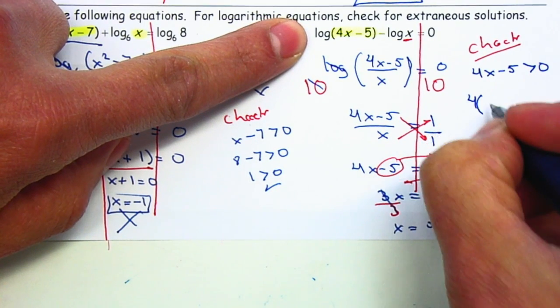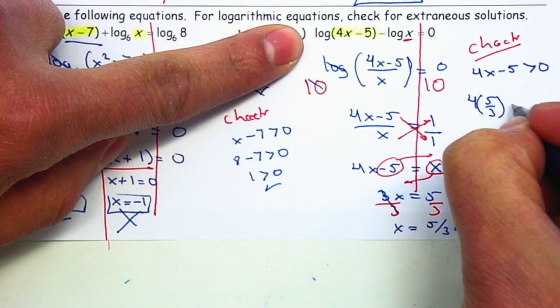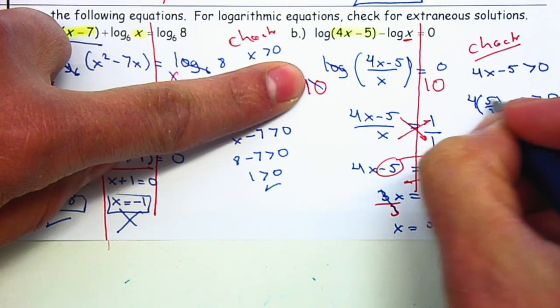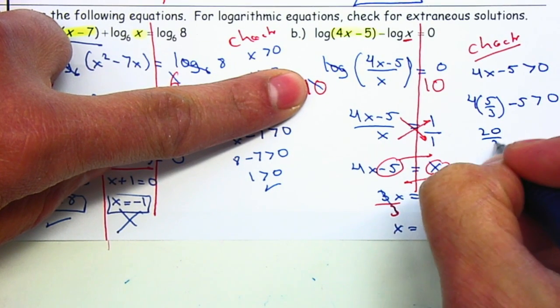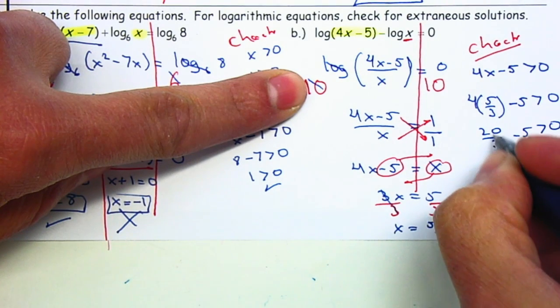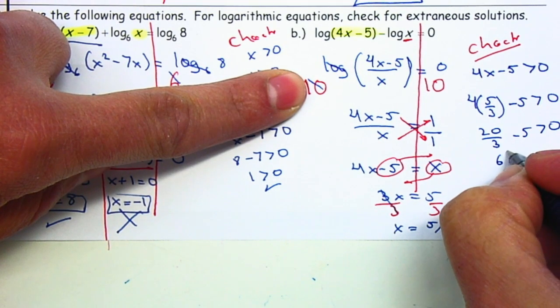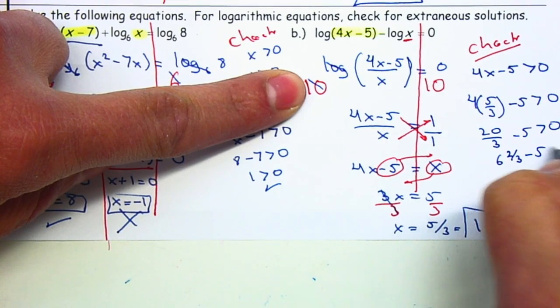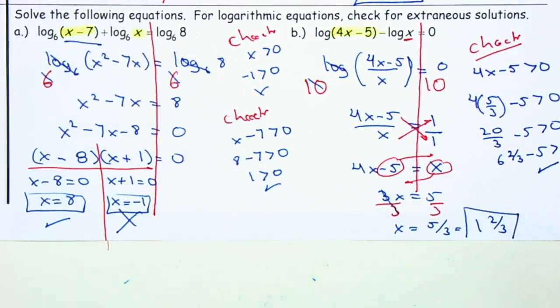So 4 times 5/3 minus 5 has to be bigger than 0. That'll give me 20 over 3 minus 5 greater than 0. 3 goes into 20 6 times. We have 2/3 minus 5. Is that greater than 0? Correct. That'll give you 1 and 1/3 and 2/3.